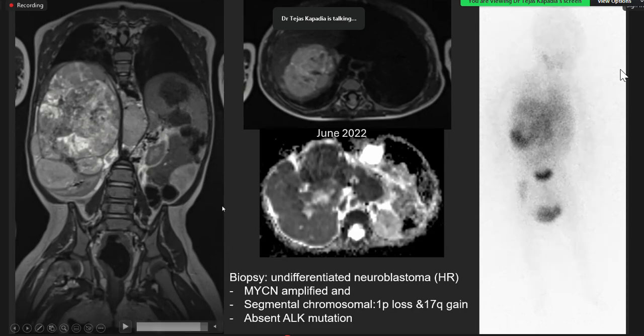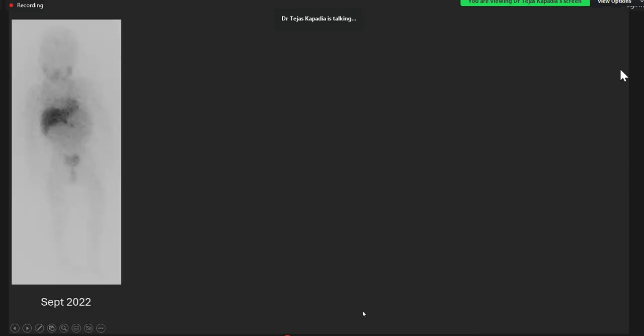Okay, so this patient underwent biopsy, and they had some amplification of MYCN, and we will go through it. Also, the segmental chromosomal abnormalities and ALK mutation. So these are some of the biological features that are very important for the risk category grading for this patient, and on the basis of which the treatment is decided. So we'll come to that after this case is discussed. So let's go back to the case.